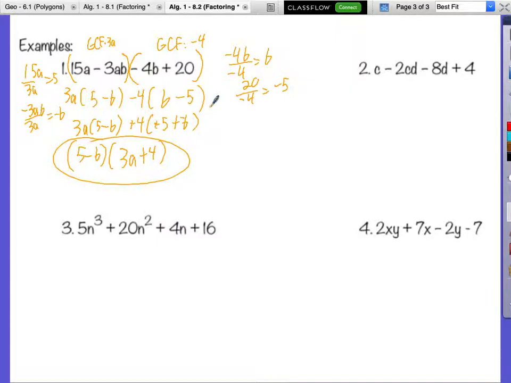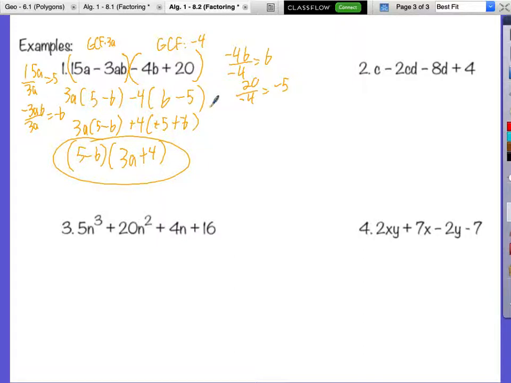So we change the order around here. We just write everything the same, but we change the order. We put the 5 first and the b second. So it's negative 5 plus b. Then we said, well, are these signs the same now? No, so we need to change that.